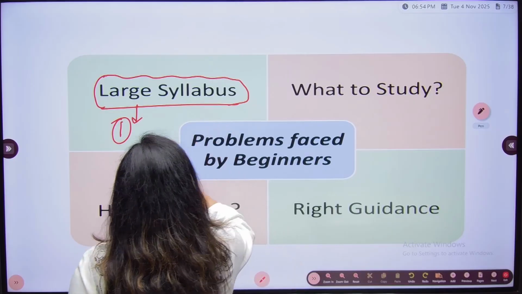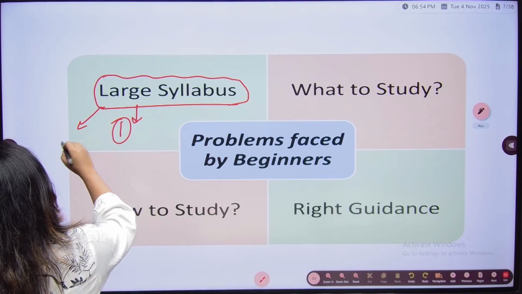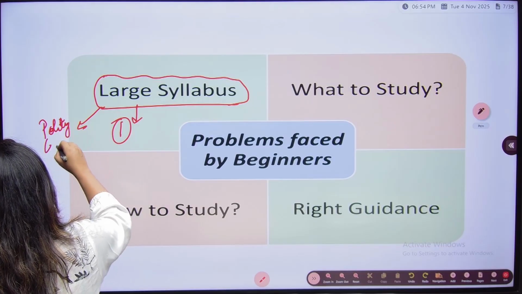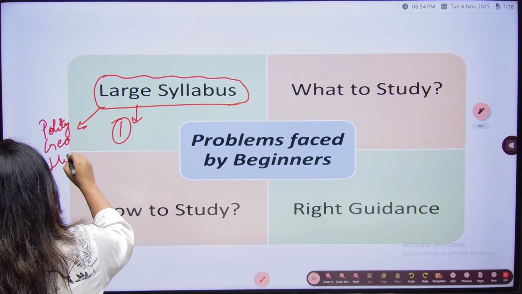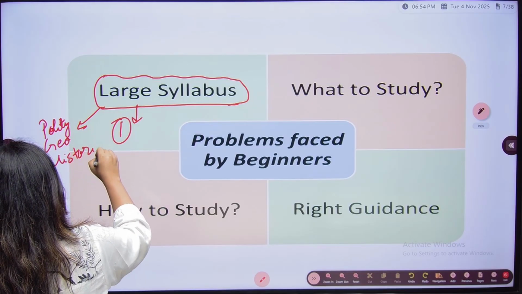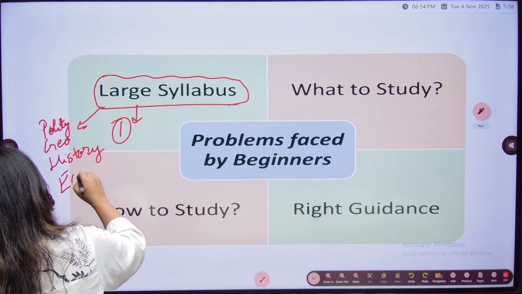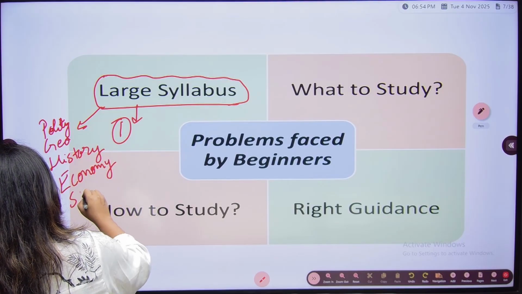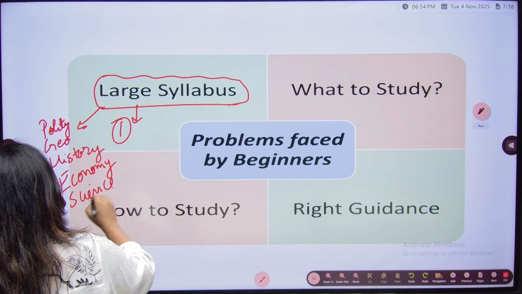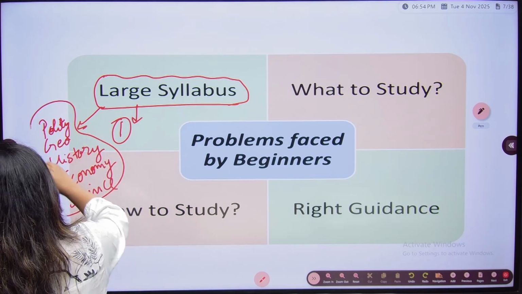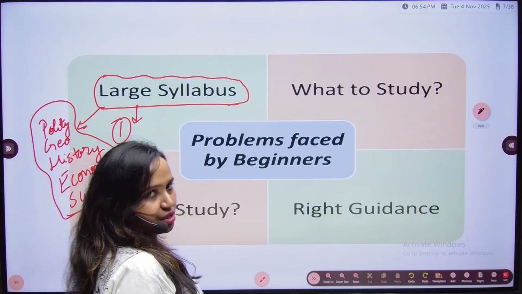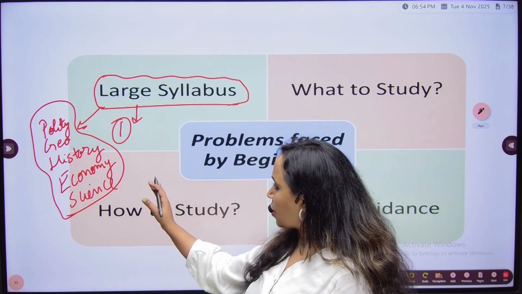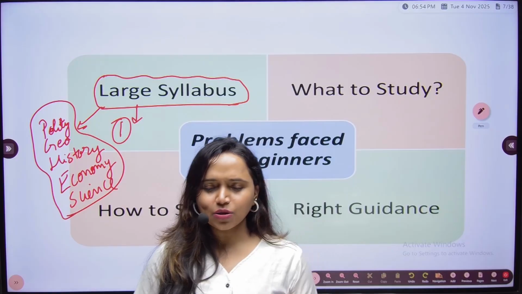When that person reads the syllabus, they see that it includes polity, geography, history, economy, and science. These are certain 5 to 6 subjects, including other subjects which are part of the general studies syllabus. So when the student sees these papers, he gets very confused.